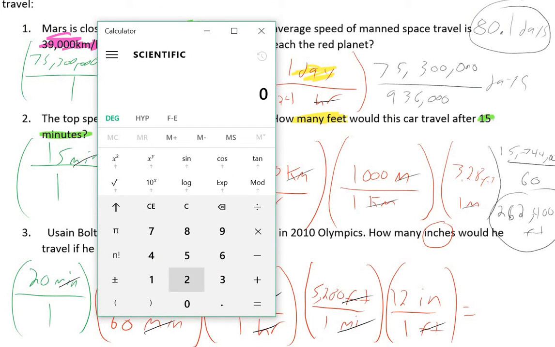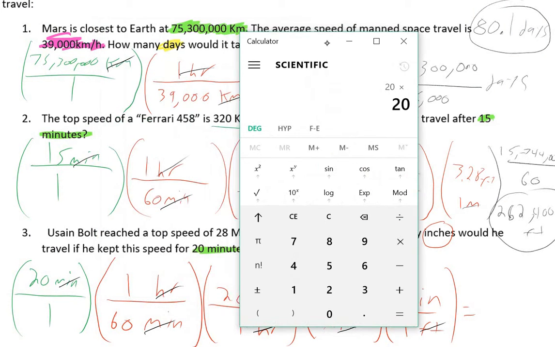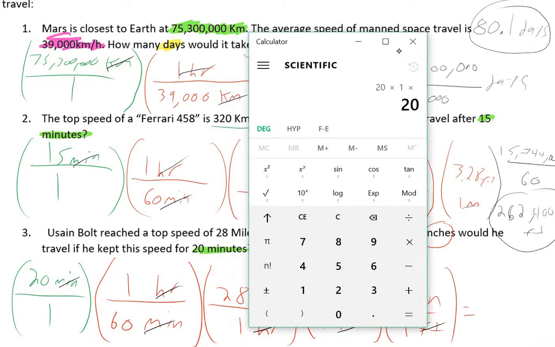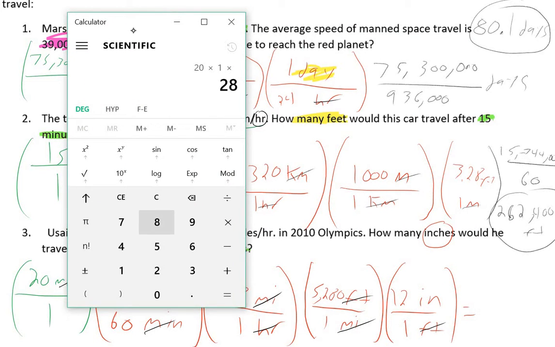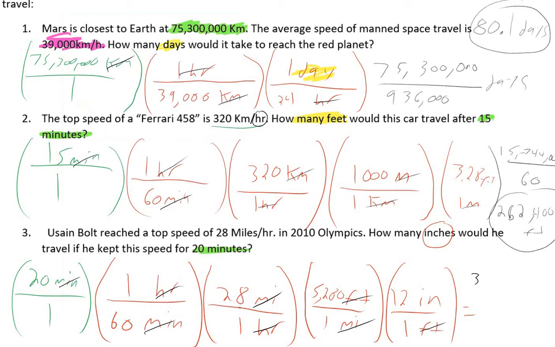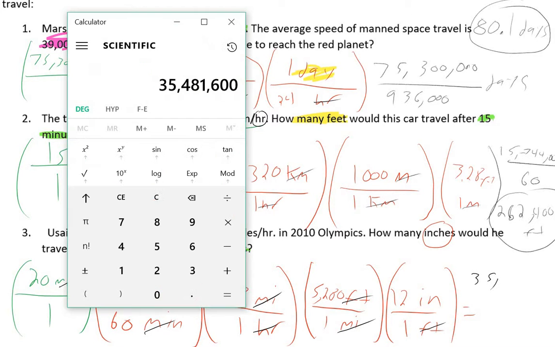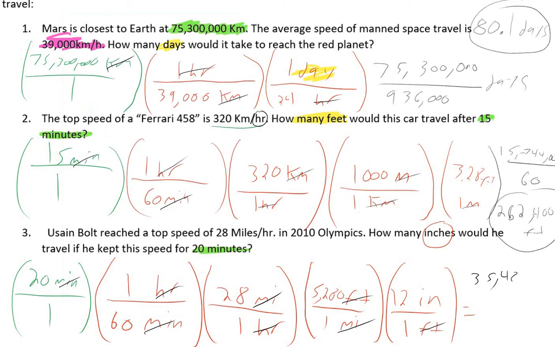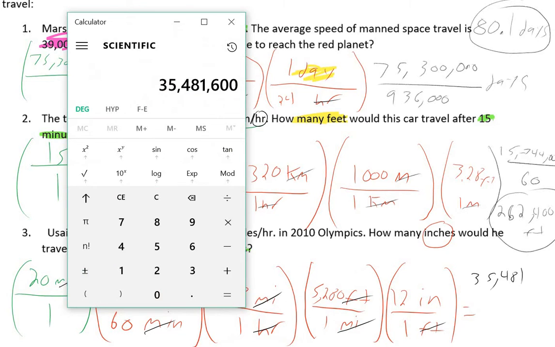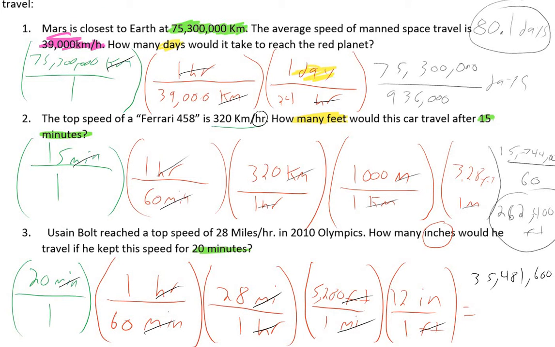Now let's create our final fraction, which is going to be the result of 20 times 1 times 28 times 5280 times 12. I'm going to have a crazy numerator. These crazy numerators just keep coming up. 35,481,600, all over 1 times 60 times 1 times 1 times 1, which is going to be 60.